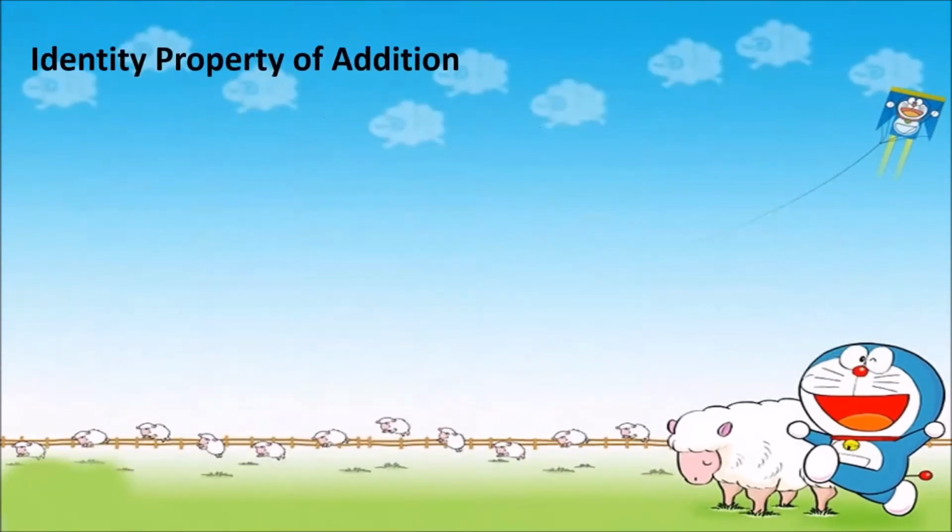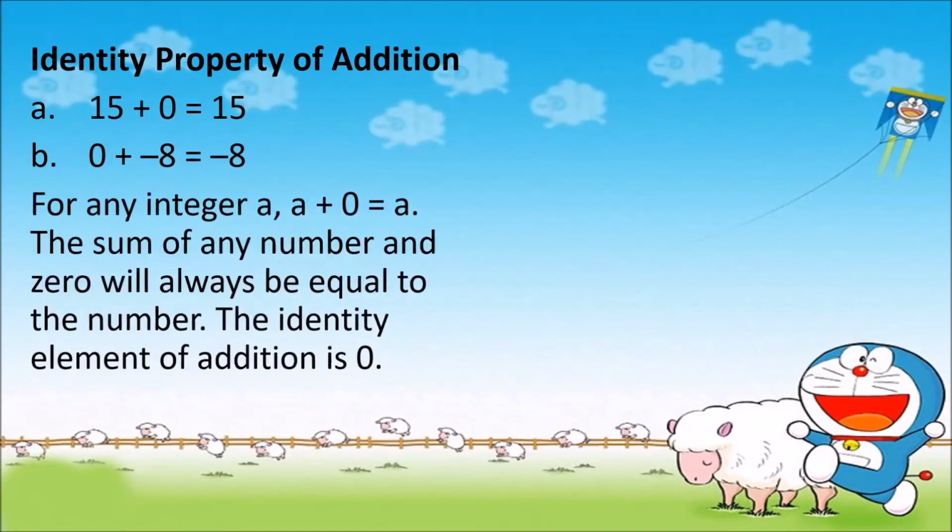So, another property is identity property of addition. Example, 15 plus 0 is equal to 15, and 0 plus negative 8 is equal to negative 8. Any number added by 0 is equal to the number. So for any integer a, a plus 0 is equal to a. The sum of any number and 0 will always be equal to the number. The identity element of addition is 0. So, iyan ang tinatawag na identity property of addition. Palaging ina-add sa 0 ang identity property of addition.